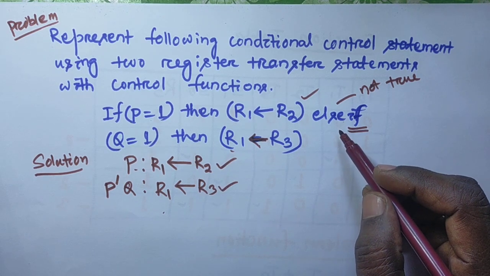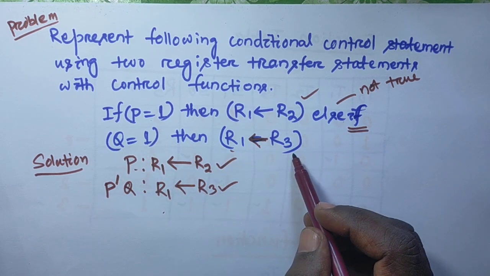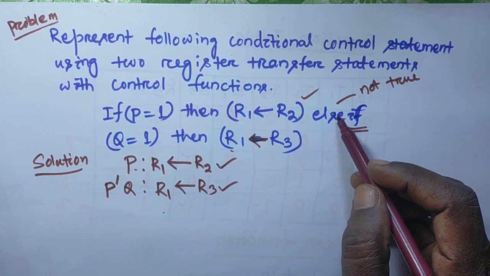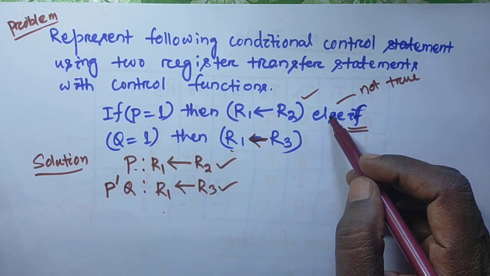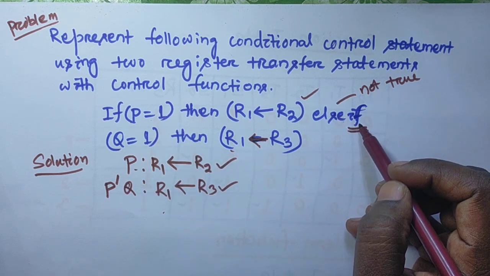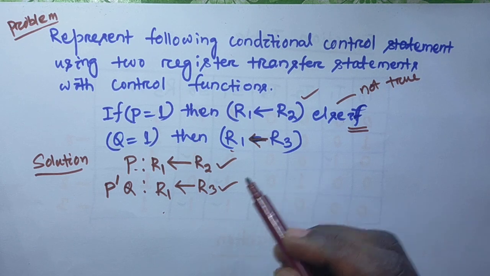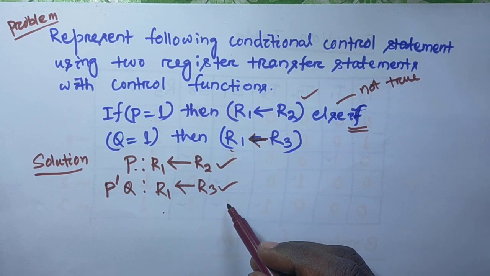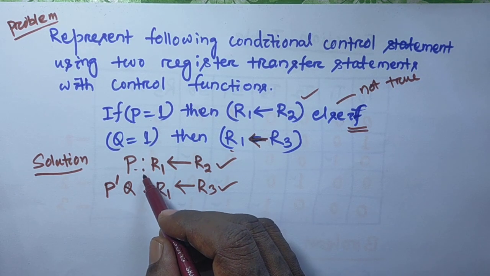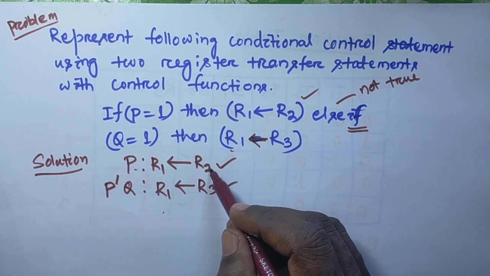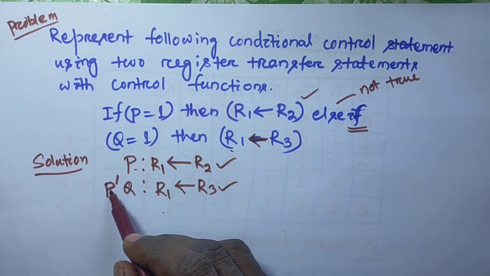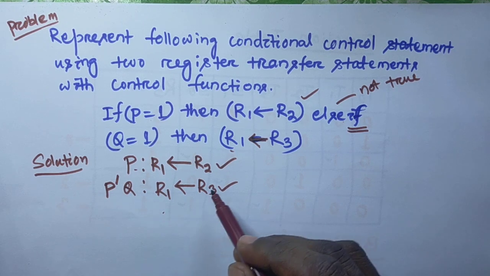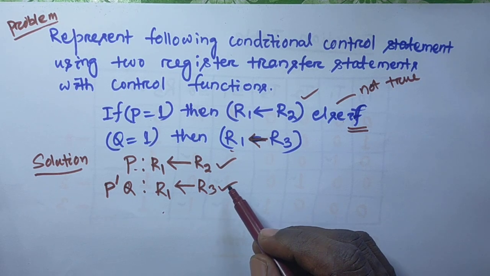Here what happens? The statement for q starts from here where p is not true, else means p is not true. Okay, here p is true, if p is not true, then if another condition is satisfied. Okay, in this way we can write, that is p colon also, that is if the statement is true, content of r2 is transferred to r1. If p is not true means it is a complement, not true means complement, and q is there, so content of r3 is transferred to r1.